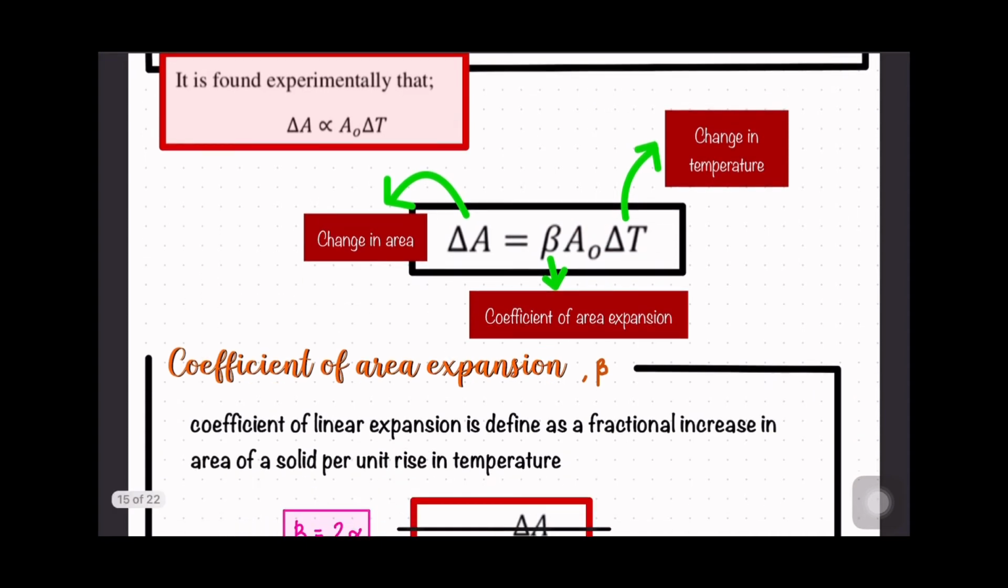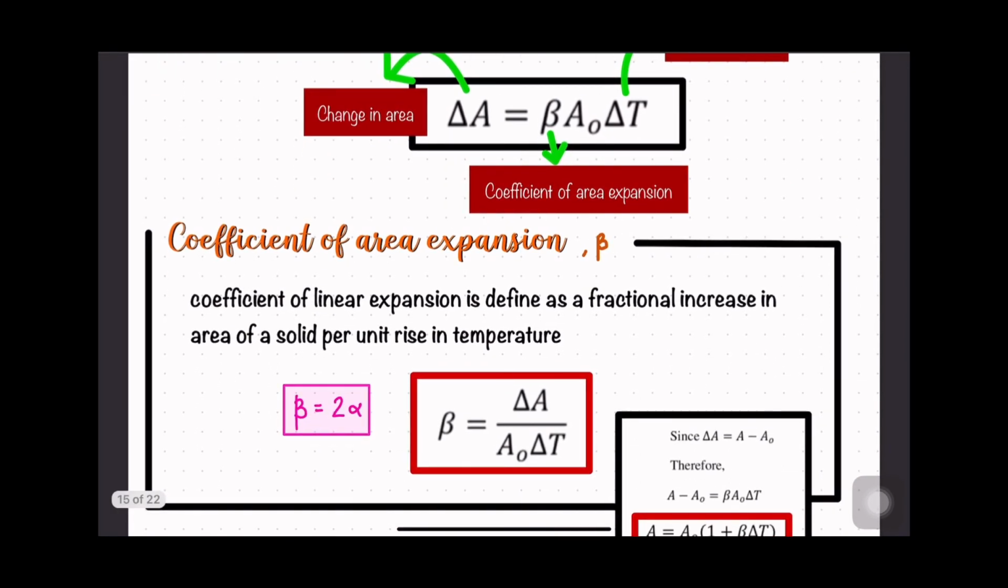So here when we say about area expansion, so you kena gunalah coefficient of area expansion. We call it as beta. Okay, coefficient of area expansion is defined as the fractional increase in area of the solid per unit rise in temperature. So change in area divided by actual area times with change of T. So it's beta. Beta also equal to 2 times coefficient of linear expansion.